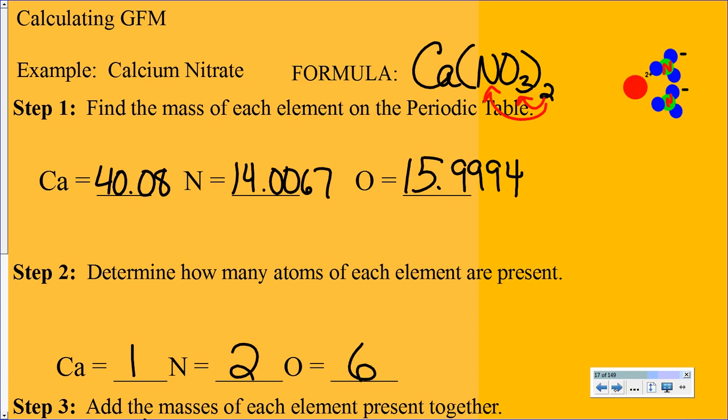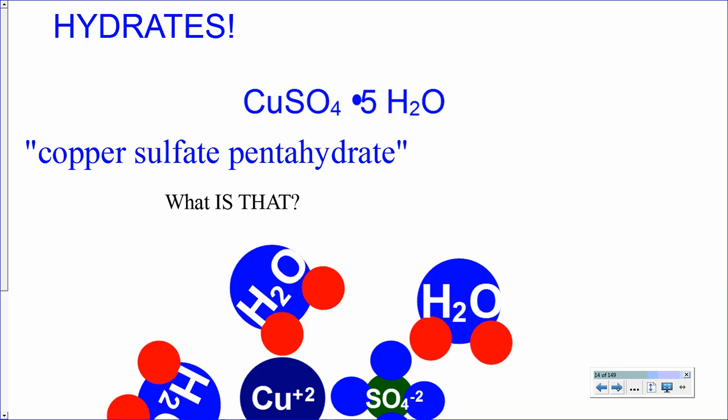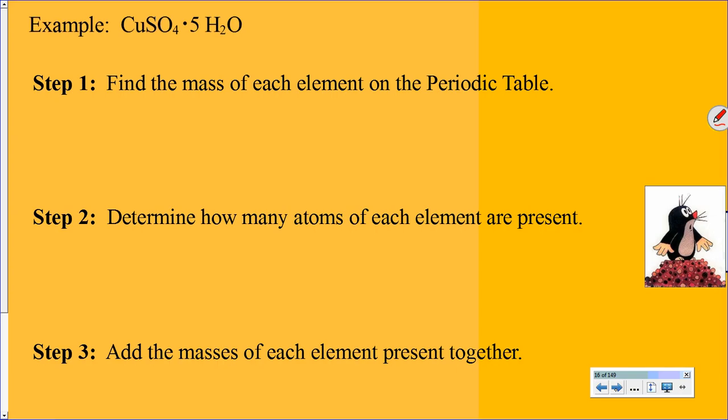When we look at calculating the gram formula mass, what's a little bit weird is this dot tends to indicate to students that you are multiplying by that water, and actually you're not. So we're just going to add all of these atoms together when we calculate our gram formula mass.